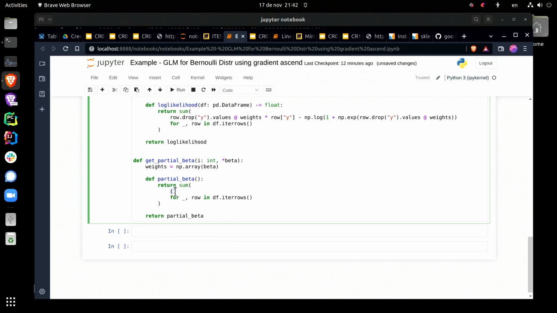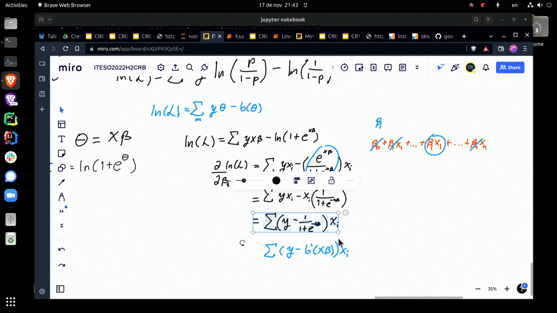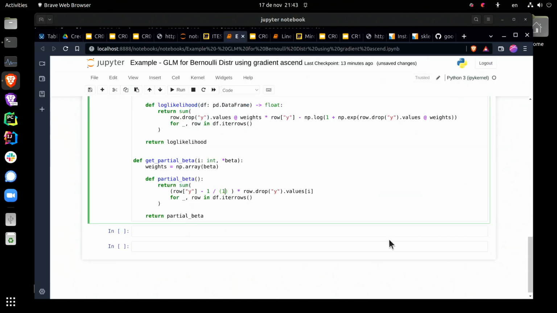So it's the sum for each of the elements. And let's get in here y minus the sigmoid times the x at the position I. To get the x values, we can do this and index on I. Now here we get y minus the sigmoid, which is 1 over 1 plus the exponential of the negative result of the linear combination. So that will be this multiplication.